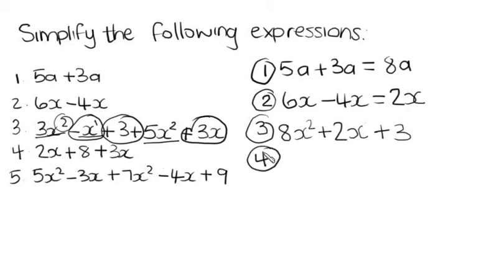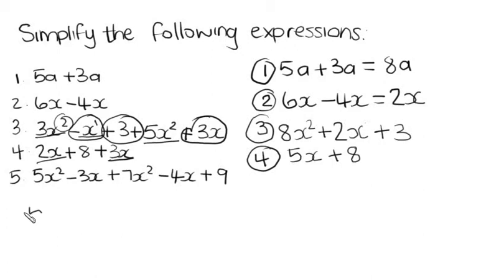Let's look at number 4. So I have 2x and the other term with an x in it is 3x. So now I can add my coefficients and that gives me 5x. There's no other constant there, therefore I just have positive 8 left. And there's my final answer.